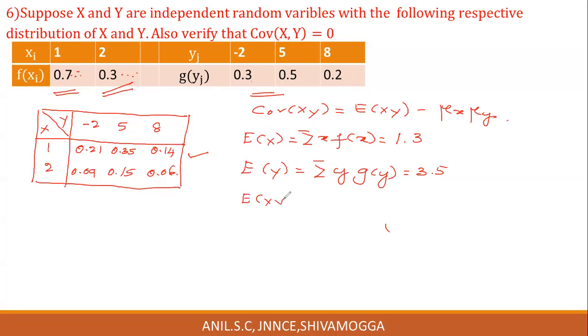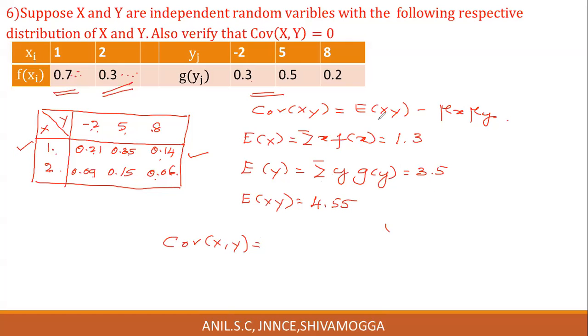Next, expectation of xy. Use this joint distribution table for this. 1 into minus 2 into 0.21 plus 1 into 5 into 0.35 plus 1 into 8 into 0.14, 2 into minus 2 into 0.09, 2 into 5 into 0.15, 2 into 8 into 0.06. That is 4.55. Right, that's correct.